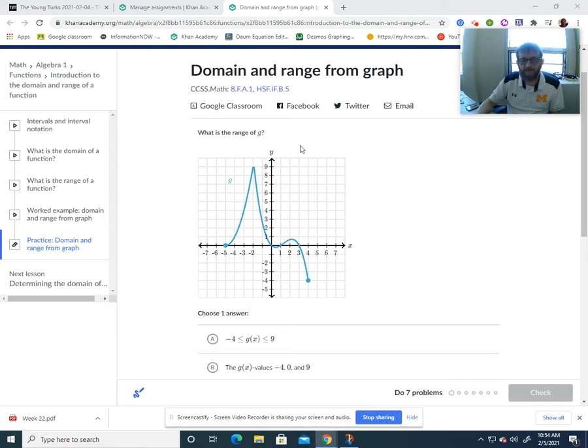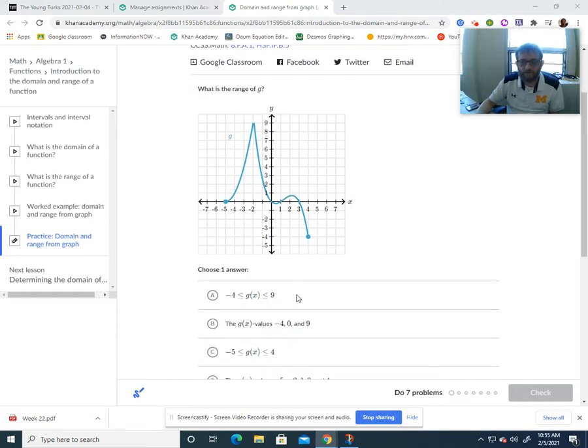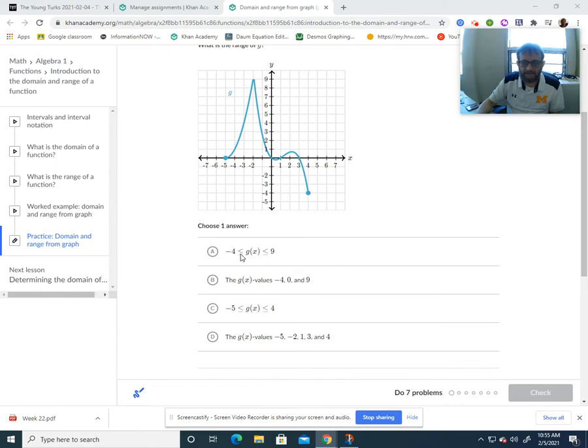So it says, what is the range? Well, the range is the possible Y values. Well, the Y bottoms out. The lowest Y value we see in here is -4. The highest Y value we see is 9. And as best we can tell, it hits every value in between there, and some of them more than once. So it looks like it is this.